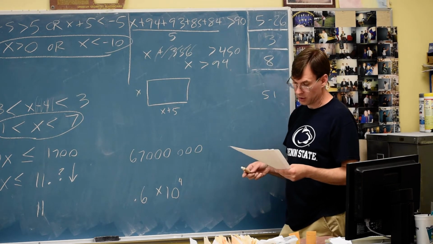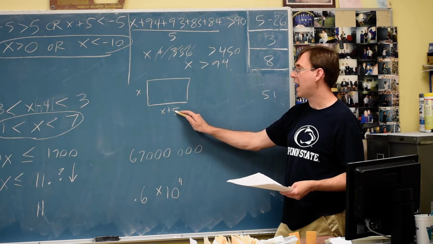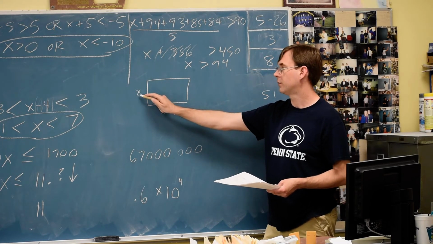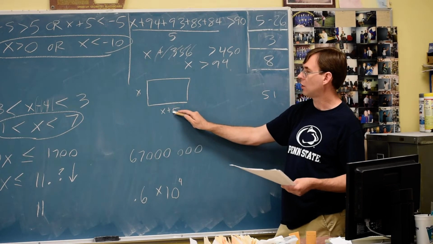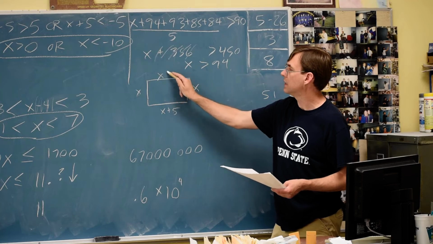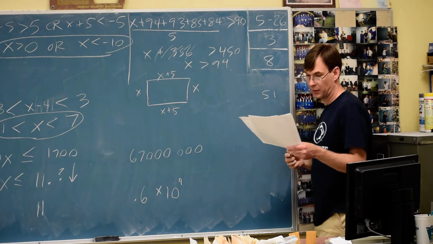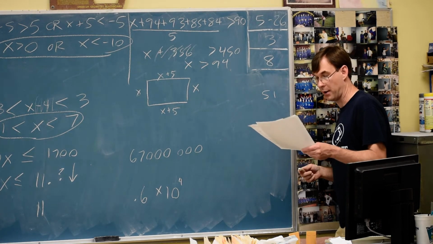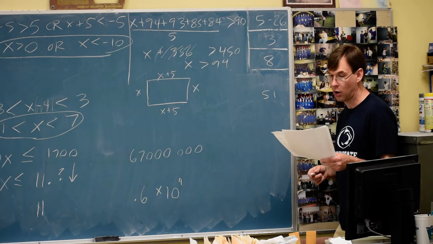17, I think a picture is helpful. It says that we're 5 more than the other. So call something x, call the other one x plus 5. For a rectangle, these sides would each have a match. And I'm asking you to find the perimeter. The perimeter adds these all up.